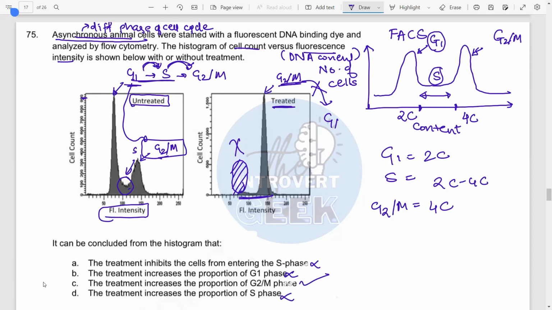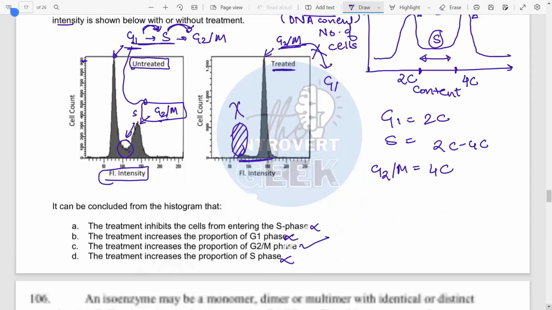Now this was a very, very easy question where they were concluding just based on what you can see. You just needed to know which peak corresponds to G1, which to S and which to G2. But a tougher question would have been: after treatment, tell which phase this drug inhibited. Then your correct answer would have been that it was inhibiting the G2M to G1 transition. Okay. Chalo, let's move on to the next one.